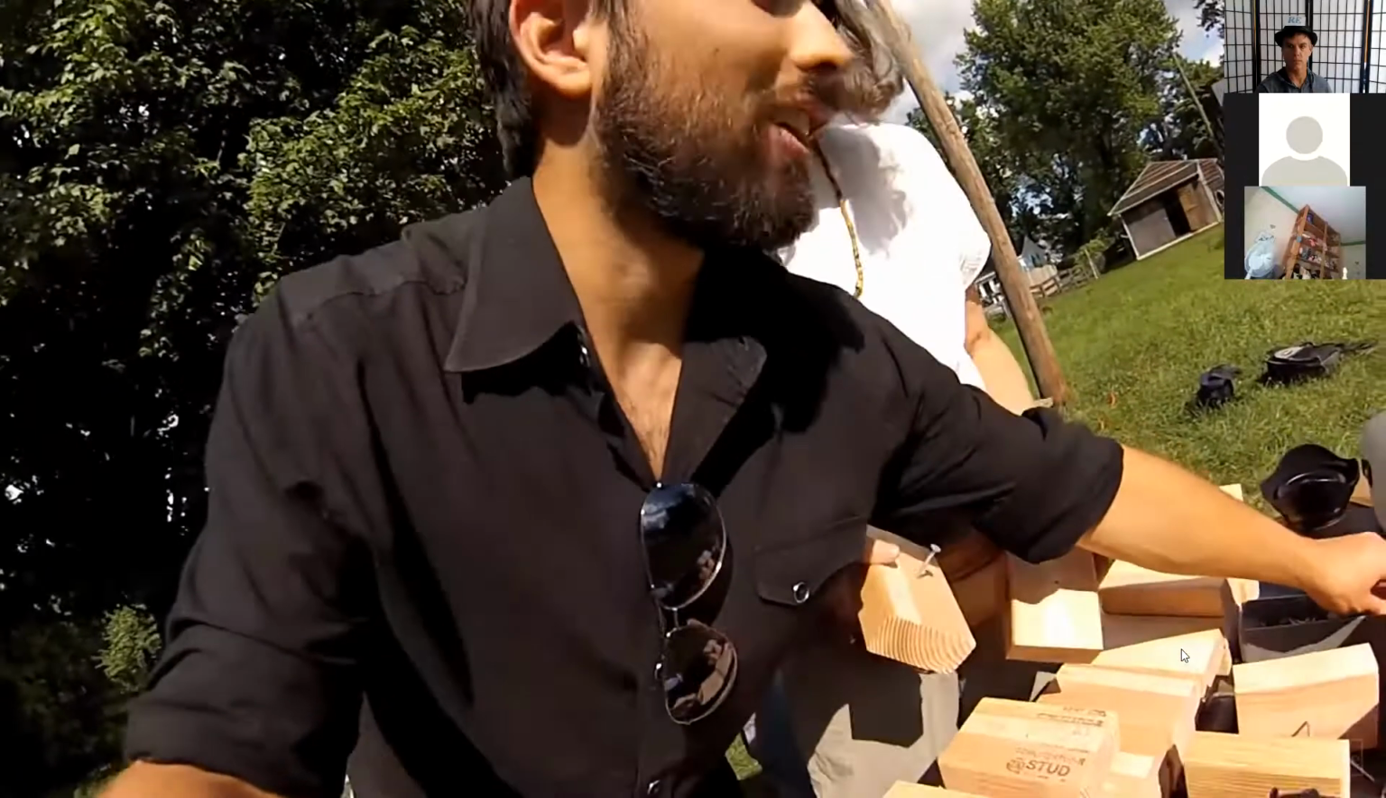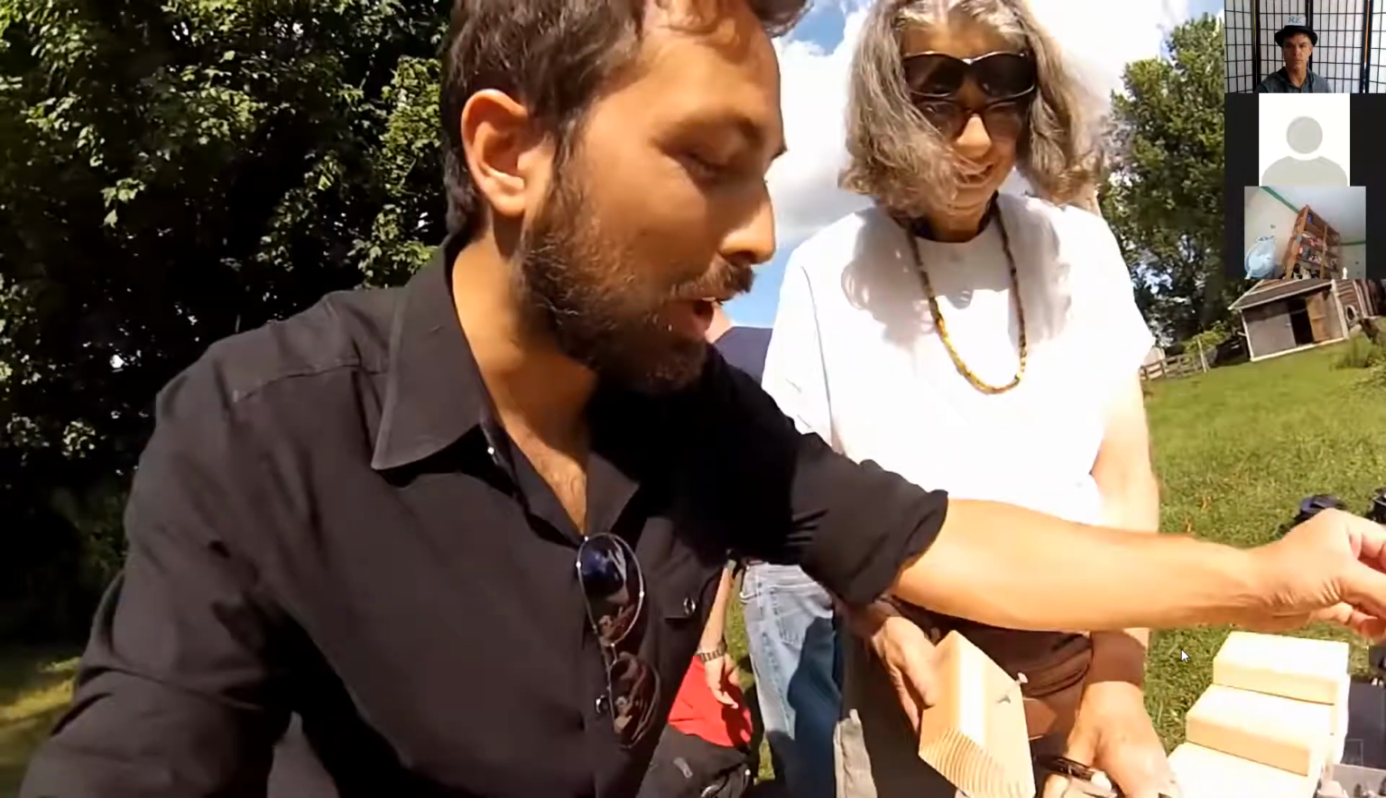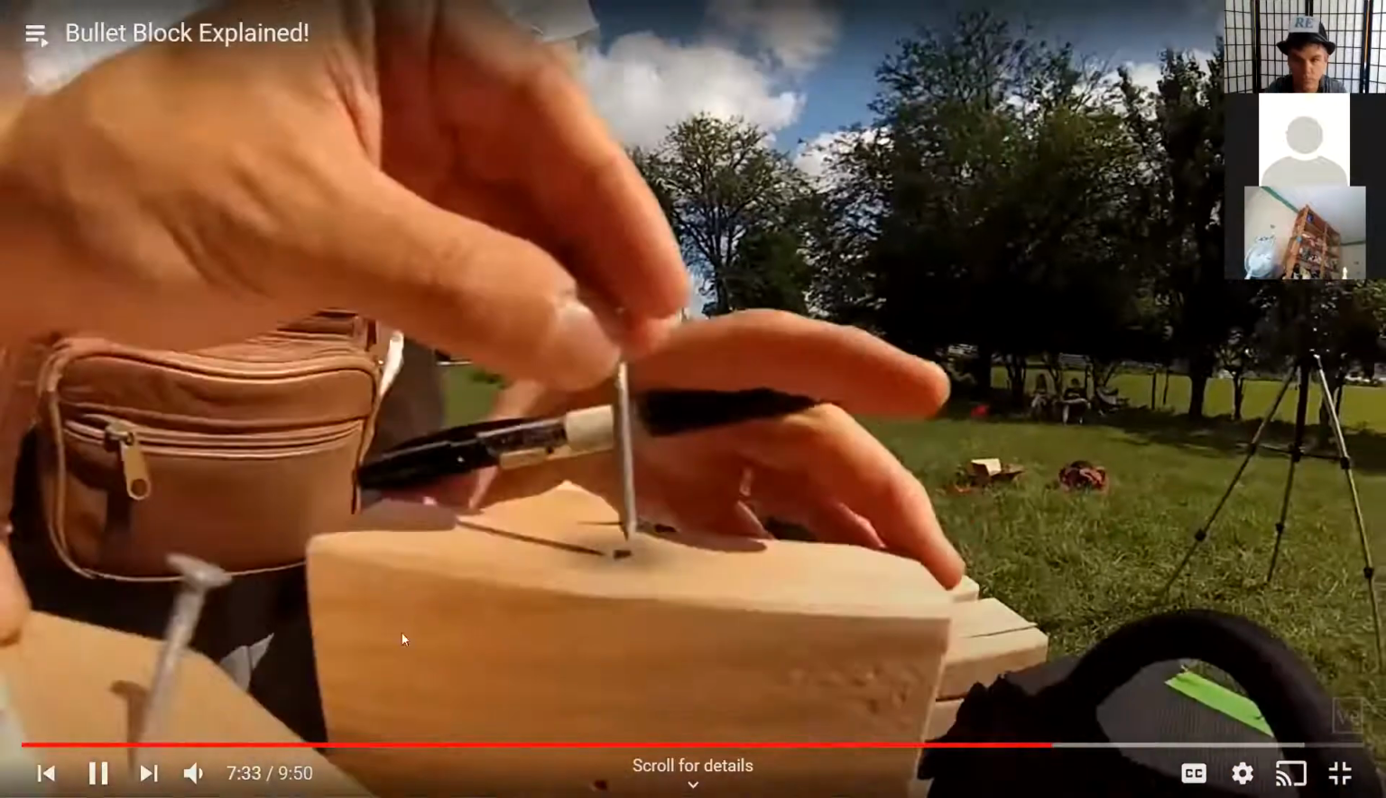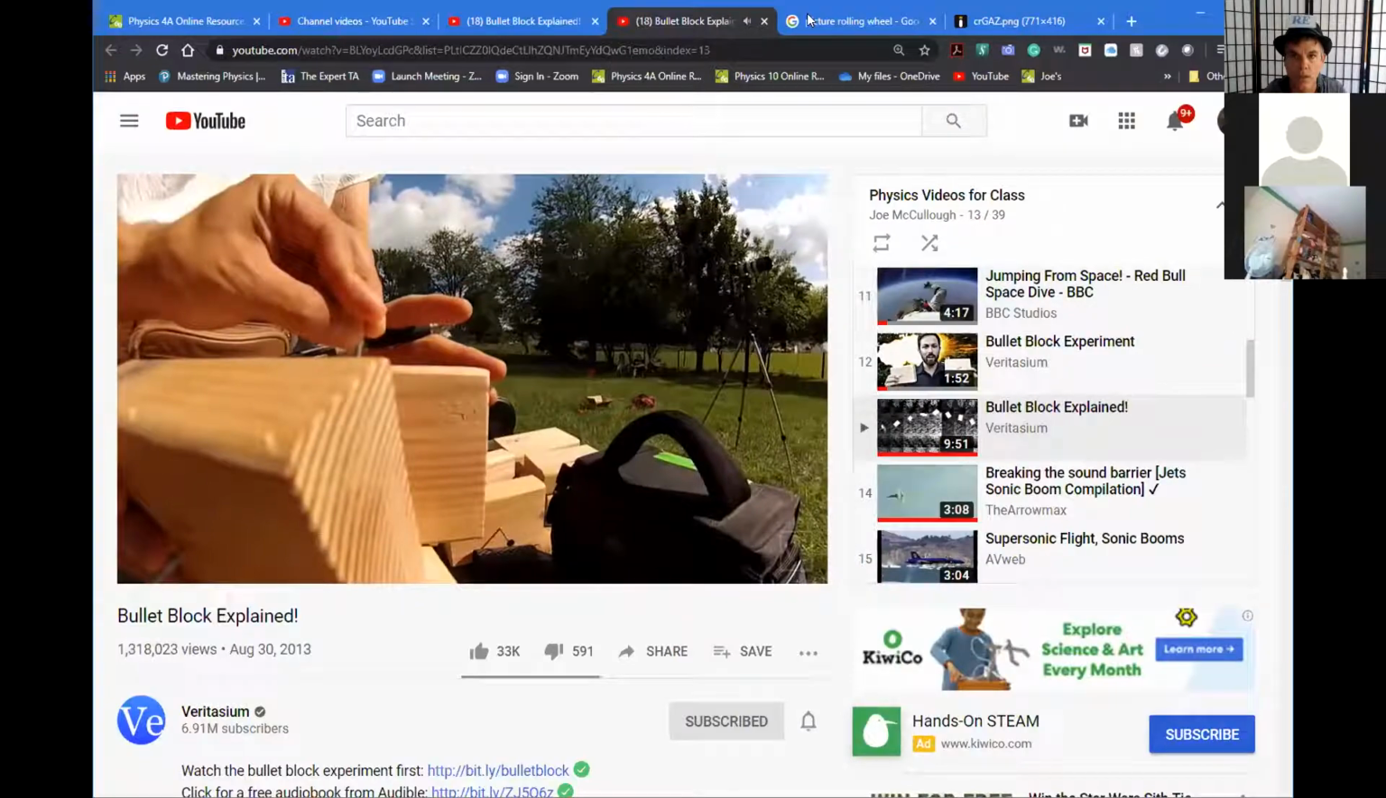Let's have a look at how far in the bullet went into each block. This is our first test. Here we go. This is the one where it went straight in. There. And we come over here to the off-center one. Let me pause that for a second. This is where the bullet went off center. Okay, so I will let people watch the rest of that, but that is the end result.